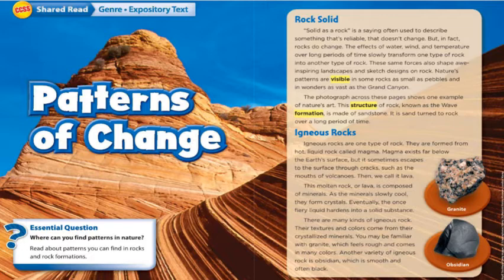Nature's patterns are visible in some rocks as small as pebbles and in wonders as vast as the Grand Canyon. The photograph across these pages, you see this photograph? This is the photograph that we're talking about. The photograph across these pages shows one example of nature's art. So these rocks, we call them nature's art. They are very beautiful. This structure of rock, known as the wave formation, is made of sandstone. It's sand turned to rock over a long period of time.